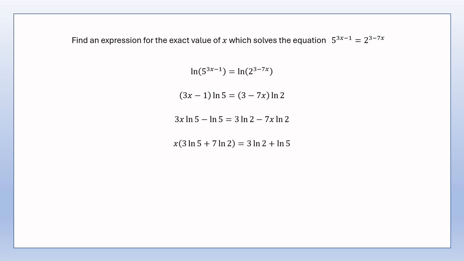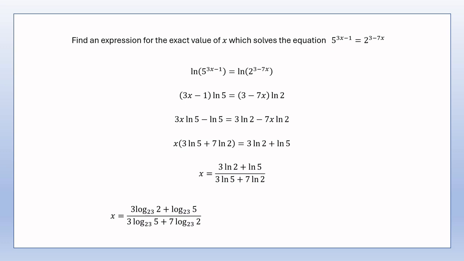And so x times the expression in the brackets is equal to 3 natural logarithm of 2 plus natural logarithm of 5, and therefore x is equal to the expression shown on the screen. And that's it. Of course, other possibilities would be x equals 3 log to the base 23 of 2 plus log to the base 23 of 5 divided by 3 log to the base 23 of 5 plus 7 log to the base 23 of 2.